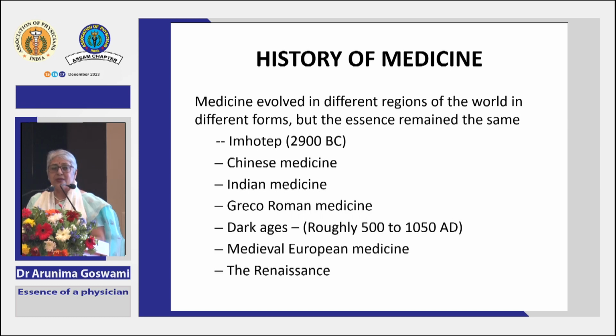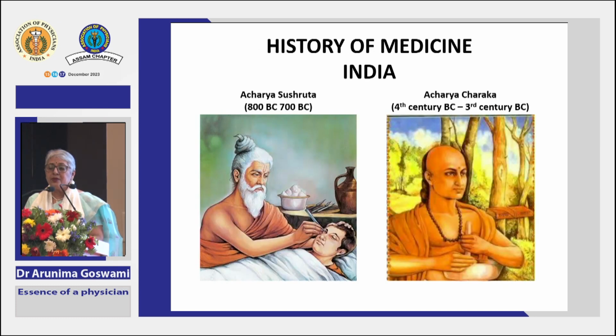Then there was Chinese medicine, Indian medicine, Greco-Roman medicine, and the Dark Ages, where Satan was the ruler. The church saw that there was no development. People used to believe in the church and not go for their own potions and treatment. And then there was medieval European medicine and the Renaissance. This is our own system of medicine, Acharya Sushruta, 800 BC to 700 BC. He developed different forms of surgery, and the rhinoplasty method is used even now, and he is regarded as the father of modern surgery.